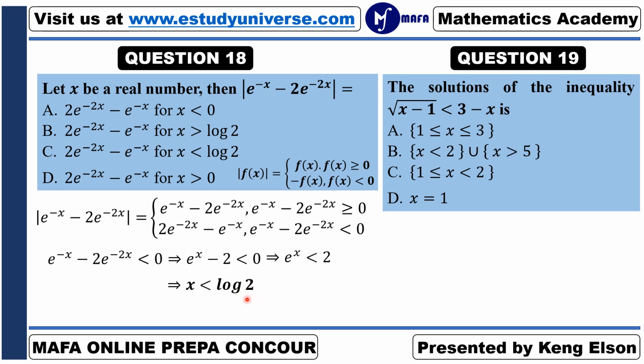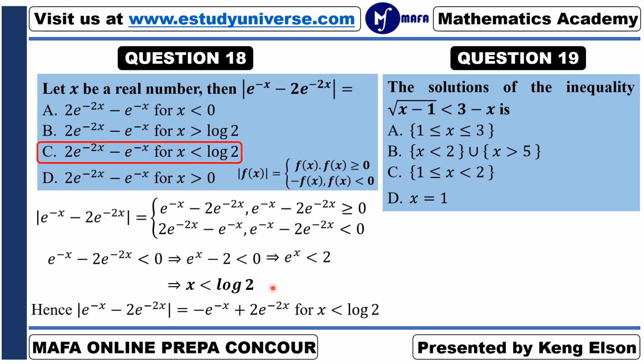So in this case, they consider the ln to be log. Okay, so x is less than log 2. So you now see that the absolute value will be negative of itself. The absolute value of the function will be negative of the function provided your x is less than log 2. So if we check closely, option C will be the right option.